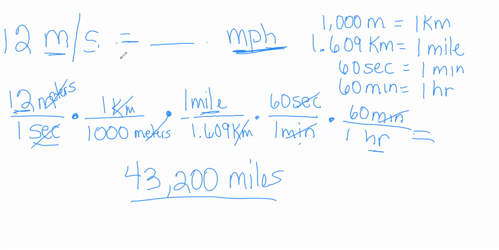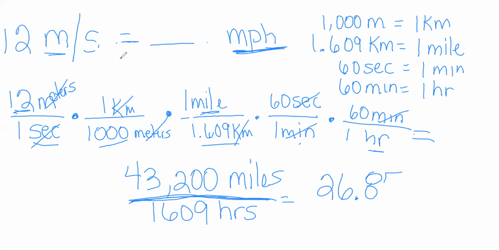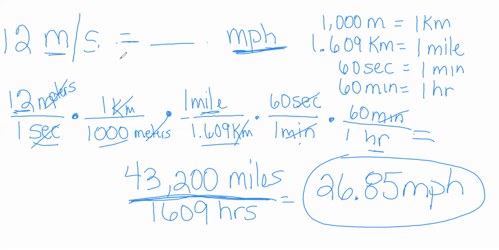And then if you multiply 1,000 here times 1.609, that gives you 1,609 hours on the bottom. Now we don't want to leave it in this. You are going to treat this fraction as a division problem. You're going to put 43,200 into the calculator divided by, this line right here tells you divided by, 1,609. And you should get 26.85. That is miles per hour. Okay, that was your answer for that one. One more.